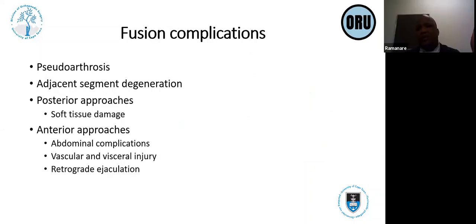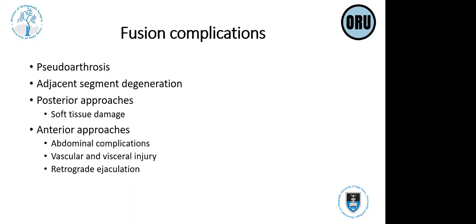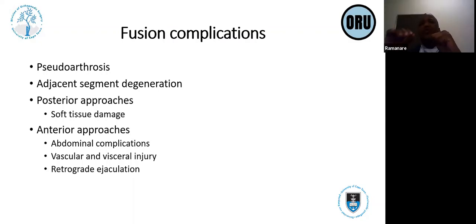So looking at fusion complications: pseudoarthrosis or non-union. We're trying our best to create a union, but if that area doesn't unite, you've got a sequela of things that can happen. You get screw loosening, you get ongoing pain, rod fracture, instrumentation failure. So we always say we work very hard to get a fusion.